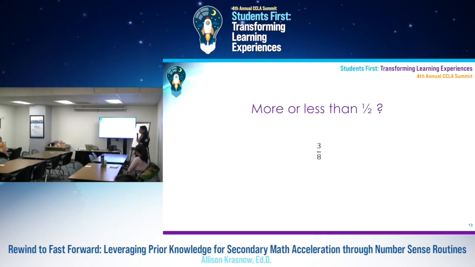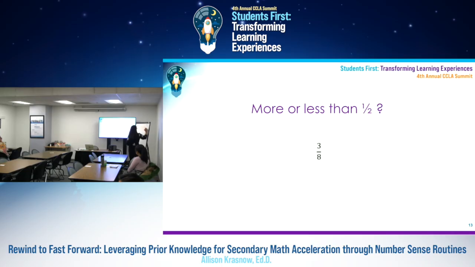And then what did you decide? 3 is less than 4. So you concluded that it's more or less than a half. Less than 4, I mean, thank you. 3 is less than 4. And you concluded then that 3/8 is... So it has to be less than. Okay. So 3/8 is less than a half.